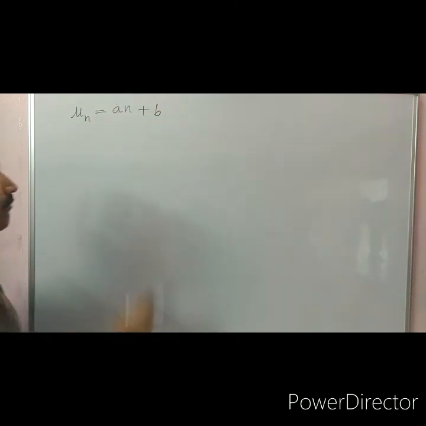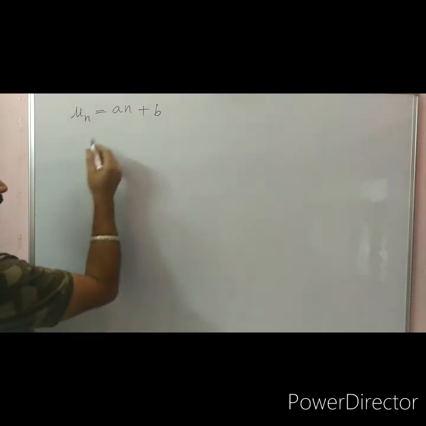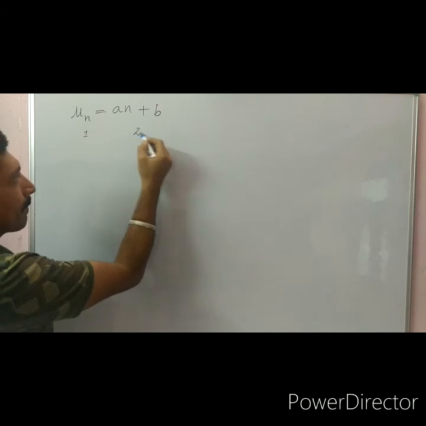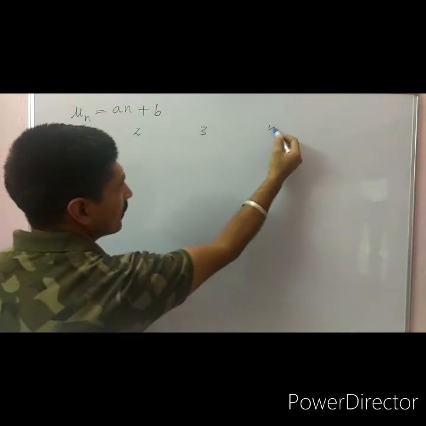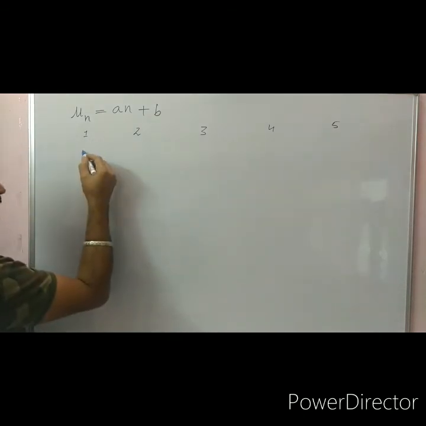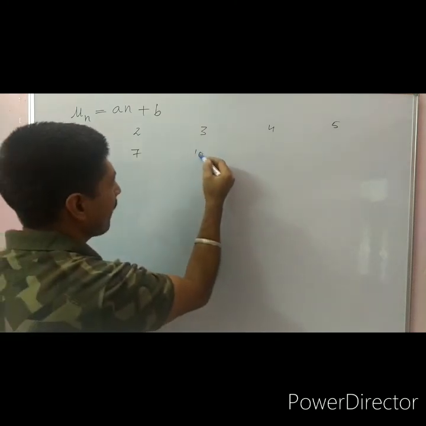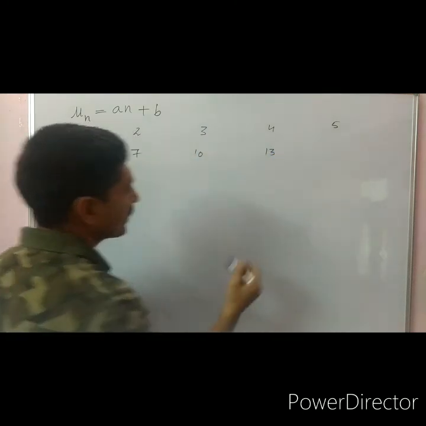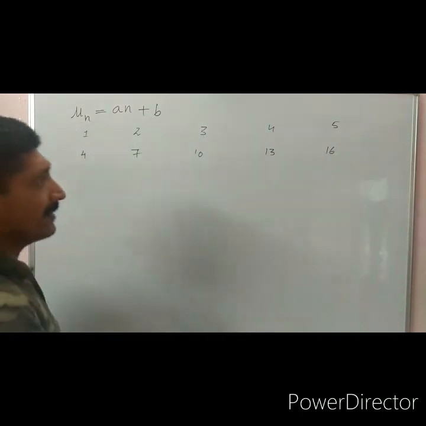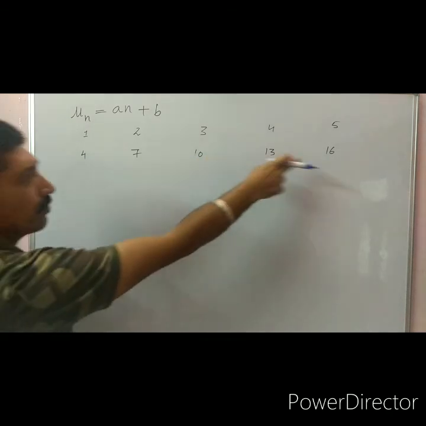So how to find the value of a and b? We have one more sequence. The first term, second term, third term, fourth term, and the fifth term are 4, 7, 10, 13, and so on, 16. So we can make a table, the position. The first term is 4, second, third, fourth, fifth.